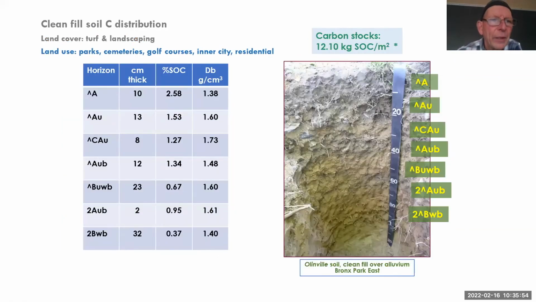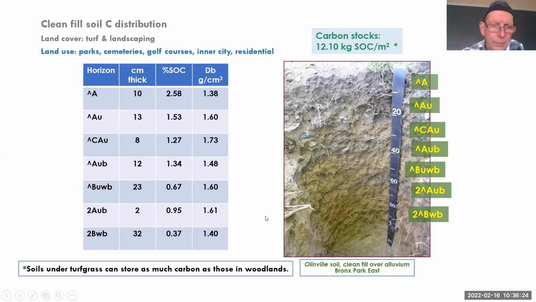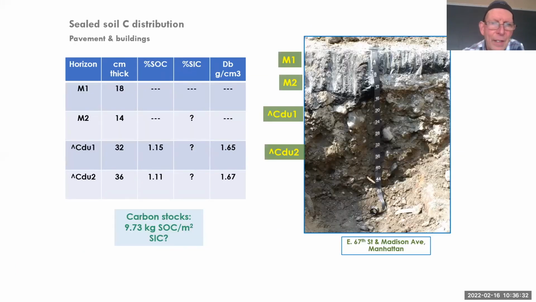And here's one of those soils under clean fill under turf. The horizons are maybe in between the thickness of the wooded soil and the artifactual fill soil. Carbon contents are sort of in between, but they're a little more consistent down through the profile. Like I said, soils under turf grass can store as much carbon as those in woodlands in urban areas, which was surprising.